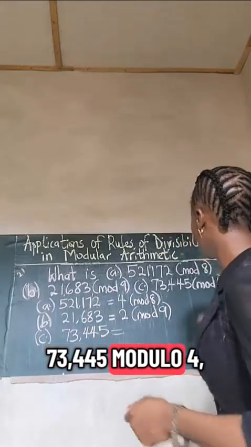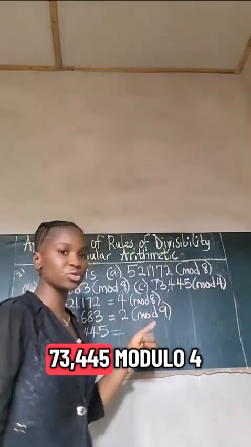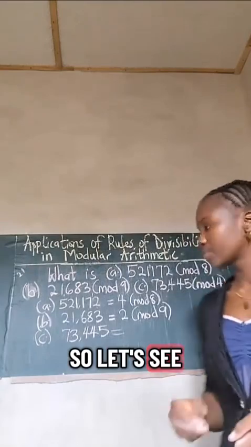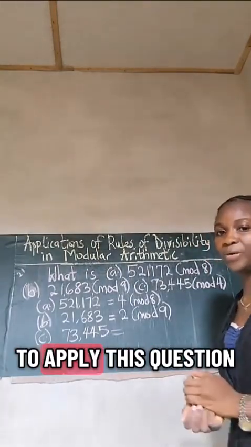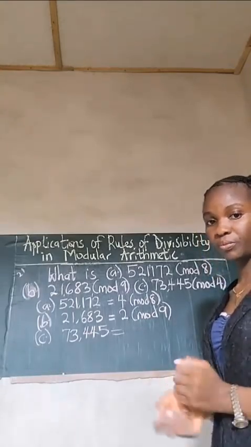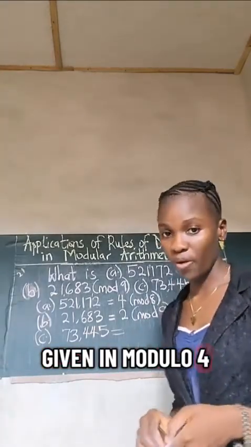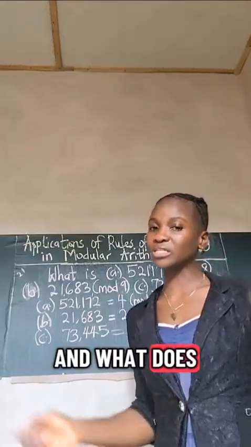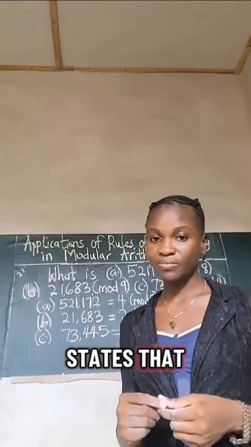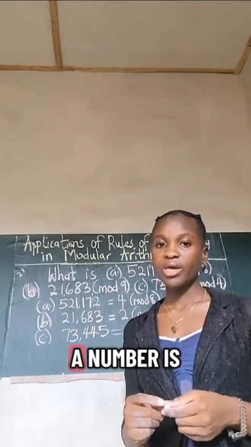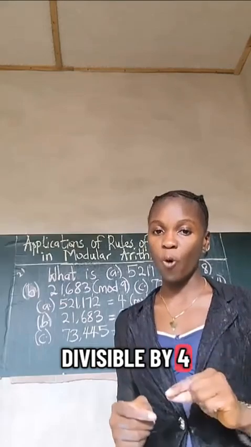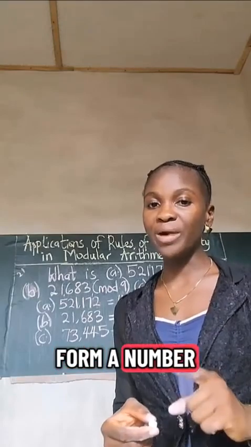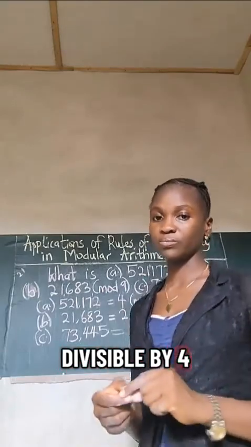73,445 modulo 4. So let's see how we'll be able to apply this. This question is given in modulo 4, and that means we are going to apply the rule of divisibility for 4. And what does this state? It states that a number is divisible by 4 if the last 2 digits form a number divisible by 4.